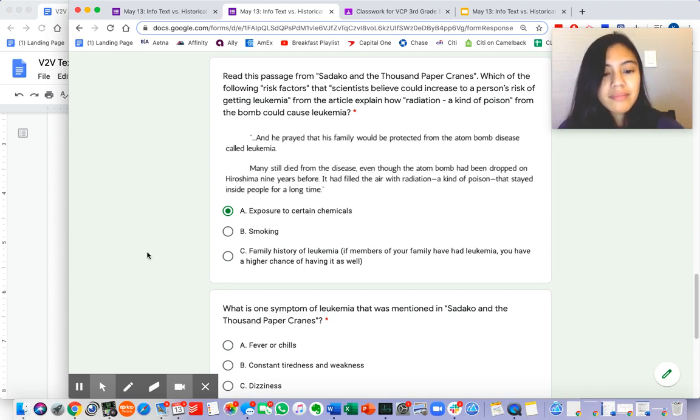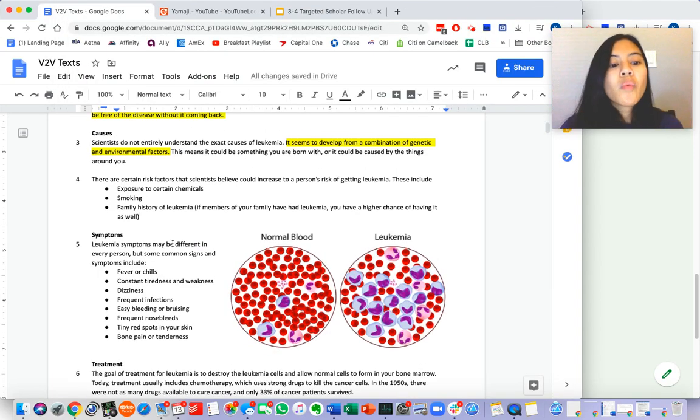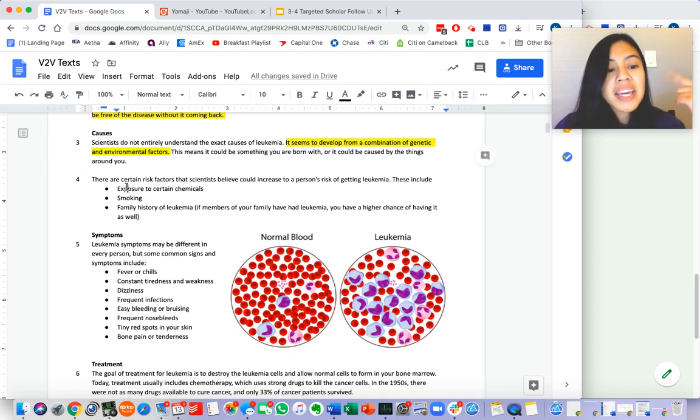Good. Can you tell me, what is one cause of leukemia? Right. It could be something you're born with or an environmental factor like certain chemicals, smoking, or a family history of leukemia.